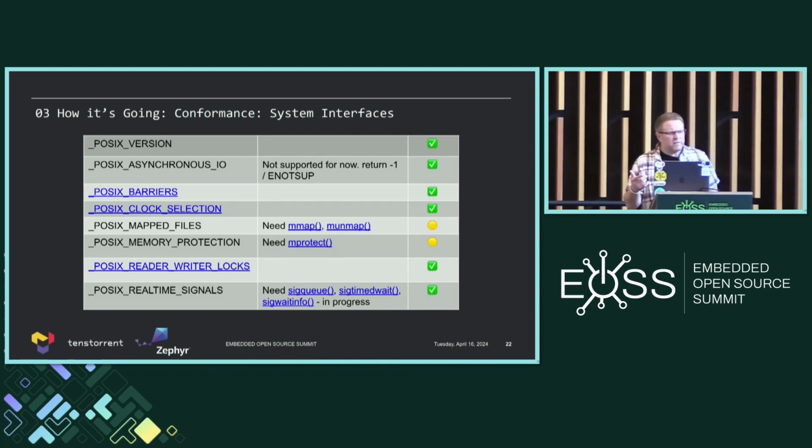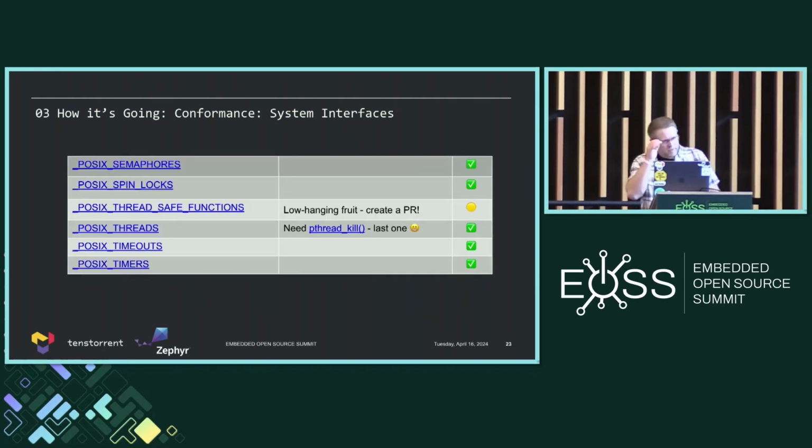Again, real-time signals, a major difference here between real-time signals and regular signals are that real-time signals have to be queued. They have to arrive in a determined order. They have to be handled in a determined order in order for the system to be deterministic. Really good opportunity if someone's new to Zephyr and they want to take a crack at some PRs.